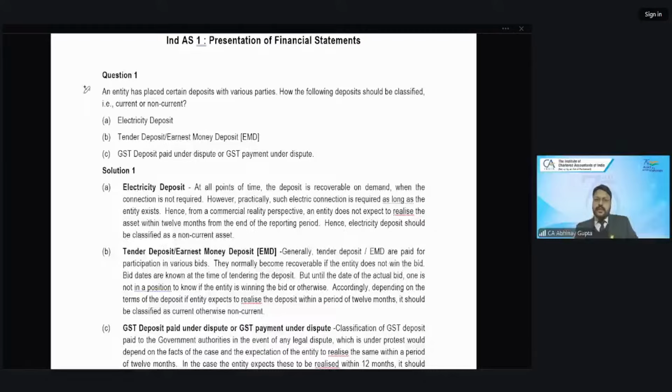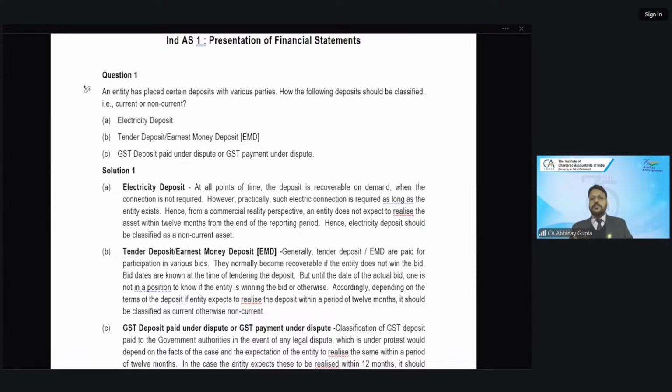Then going concern, accrual, materiality, offsetting, frequency of the reporting. All these attributes were discussed in detail in this Ind AS 1. For example, what does going concern mean? Going concern means an entity expects to run its business for at least the next 12 months from the reporting date, right? So if this assumption is not met, then the financials will not be prepared on a going concern basis, right? So we have to assume that the company will be continuing its business for at least the next 12 months from the reporting date. That's what the going concern assumption is.